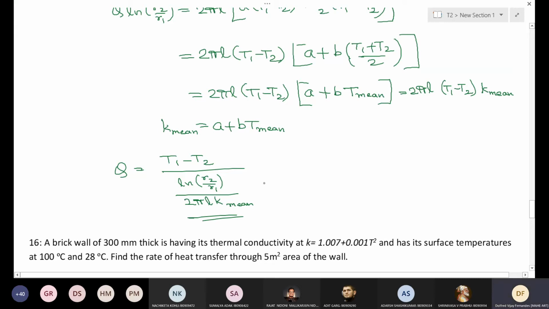So there is no change in the formula. The only thing is the thermal conductivity value has to be found out by using the inner and outer surface temperature, the mean value. Substituting that mean value, we know the thermal conductivity to be used.